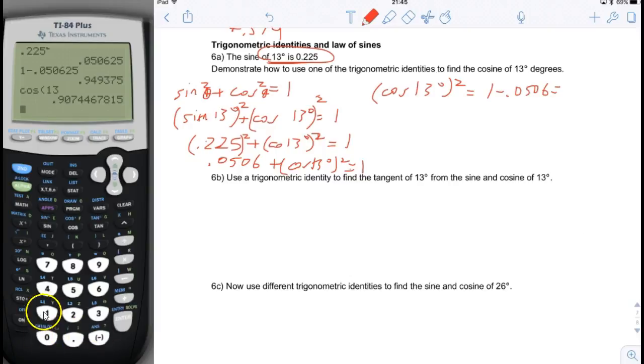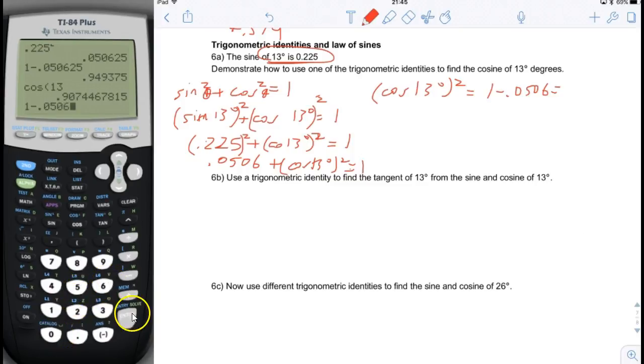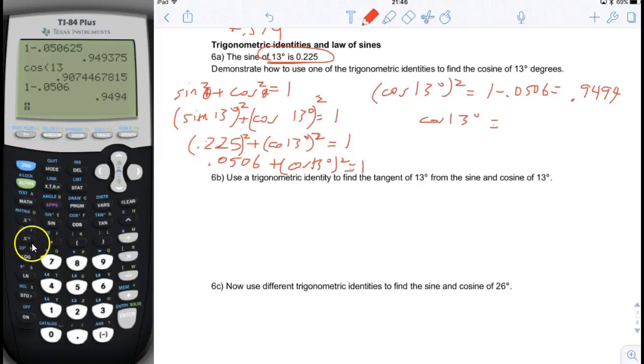And 1 minus 0.0506 is equal to 0.9494. And if I just want to know the cosine of 13 degrees not squared, then I would take the square root of both sides, and that would be the square root of 0.9494, which is 0.974. So now let's check that answer by doing it directly with cosine. Cosine of 13 is 0.974, so indeed it is the same.